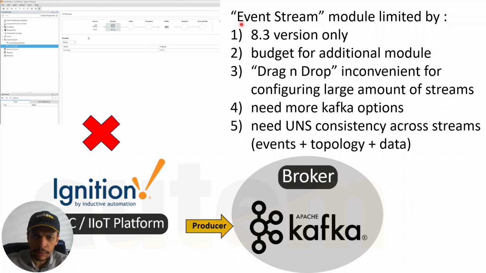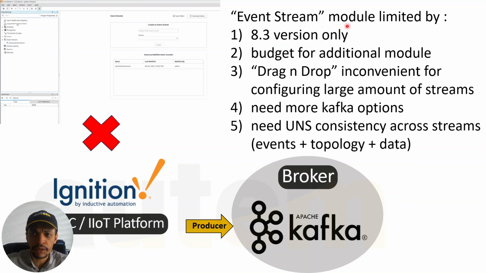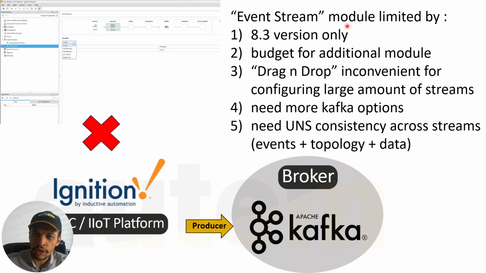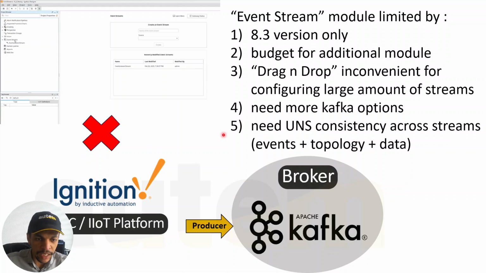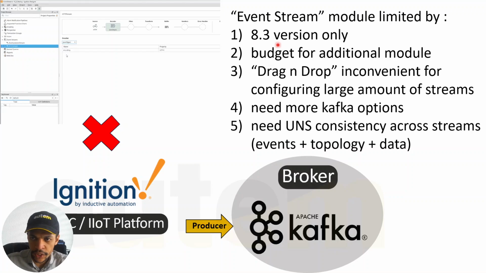First of all, not everyone has Ignition 8.3. So if you're not planning to migrate to that new version, normally you don't have access to this event stream module, so you cannot integrate Ignition directly with the Kafka protocol. Second reason can be the budget, of course, because it's an additional module.